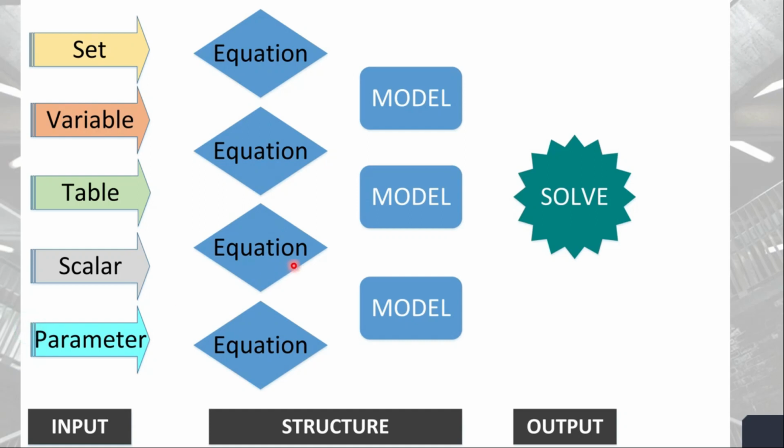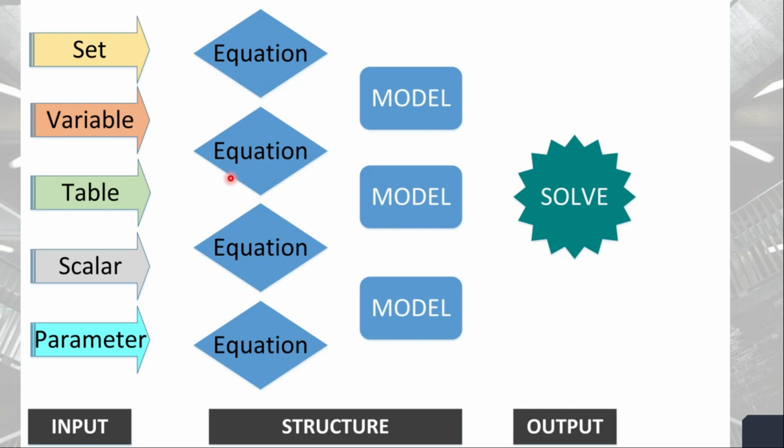In this optimization course, in this video number 2, we are going to see the GAMS structure. We already saw the basics of optimization and how you can download the software for GAMS. GAMS is optimization software where you can perform various types of optimization. In this video, we're going to see the GAMS structure.